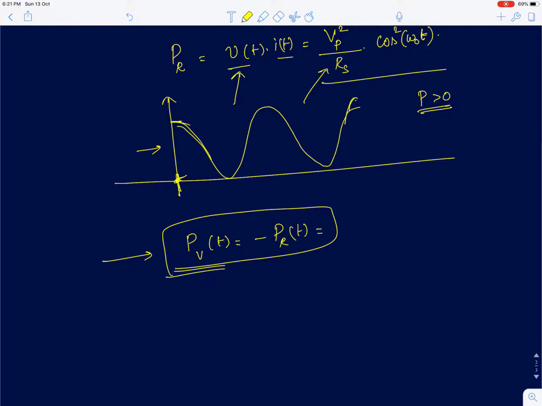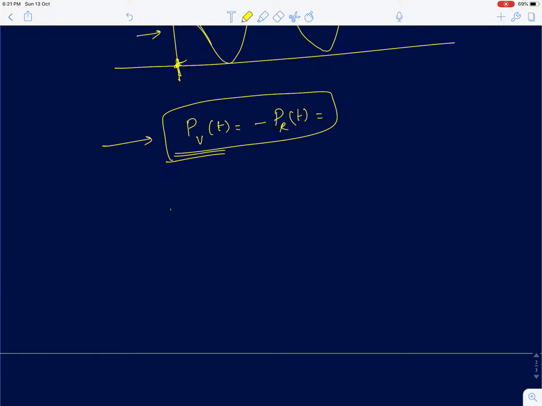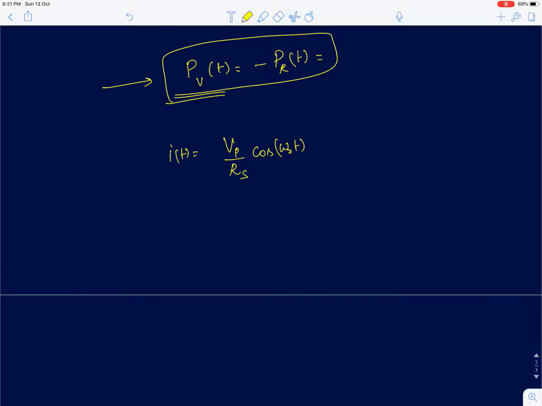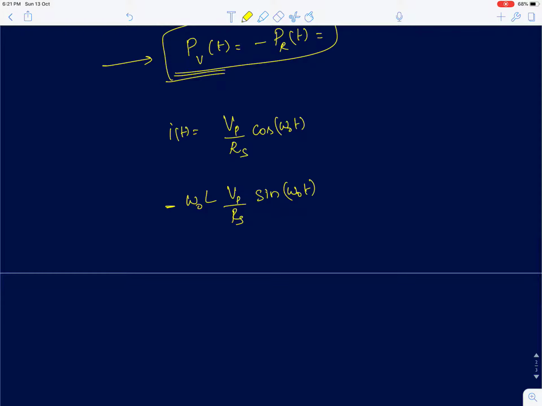Okay, so what happens to the power across the inductor and capacitor? In a similar way, we will compute. We know the current i of t is Vp by Rs cos omega naught t. So to find the voltage across the inductor, I will simply use L di by dt. So you will get L into Vp by Rs into omega naught sin omega naught t with a minus sign. Okay, so this will be the voltage VL of t.